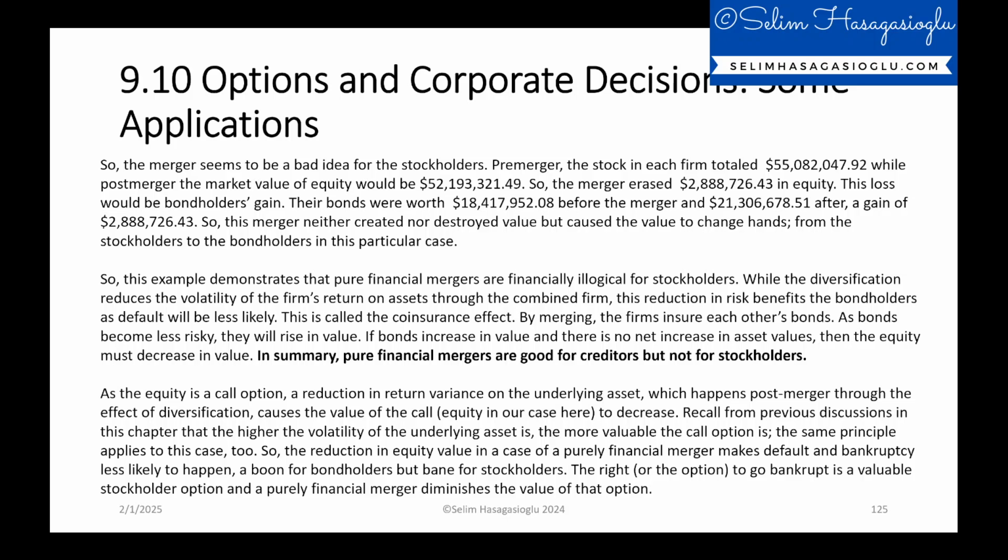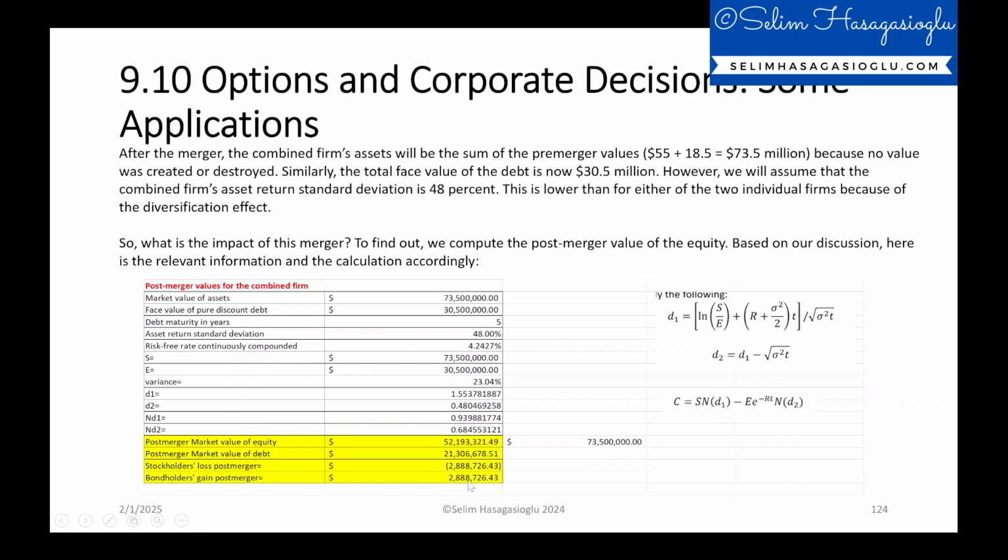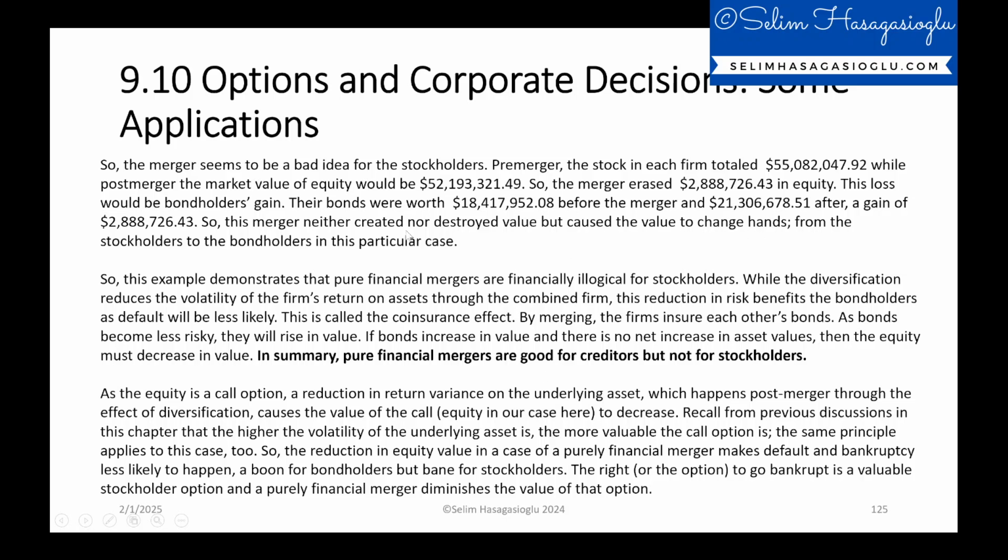Their bonds were worth 18,417,352.08 before the merger, and 21,306,678.51 after, a gain of the same value, $2,888,726.43. So I'm talking about this. This is the pre-merger market value of debt. This is pre-merger, and this is post-merger. These are the values here.